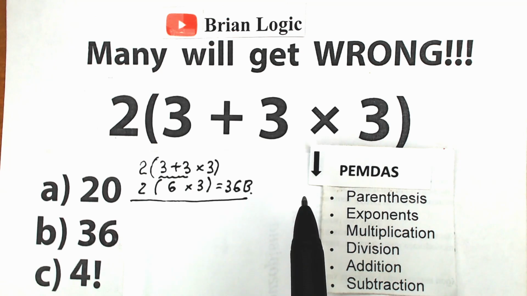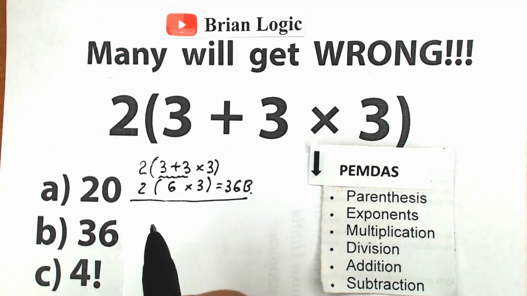PEMDAS works from the top to the bottom. So first we should evaluate the expression inside parentheses. Next we should evaluate exponents. Next we should evaluate the multiplication, division group, and the last step is the addition and subtraction group. So higher position means higher priority. Parentheses has a higher position than exponents, and so we should evaluate the expression inside parentheses at first.